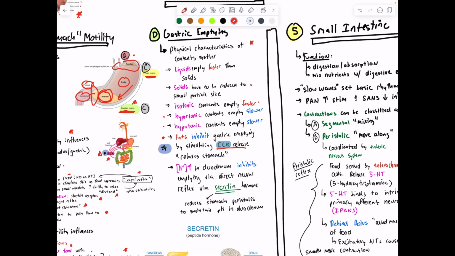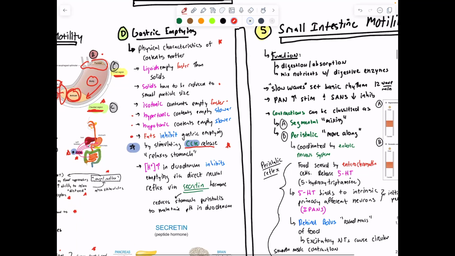And so it's going to make it harder for food to leave, which is interesting because that tells us why eating fats will keep you full for longer.